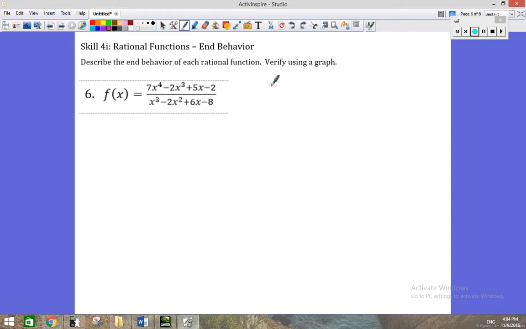The numerator is written in standard form, so I can see that this numerator has a degree of 4. The denominator is also written in standard form. It has a degree of 3. It's top heavy. When it's top heavy, for the end behavior, there is no horizontal asymptote.